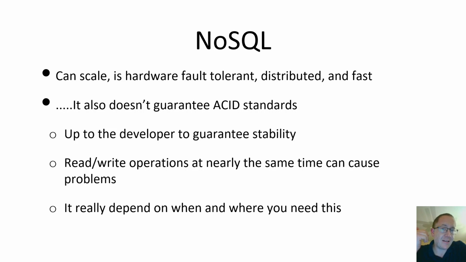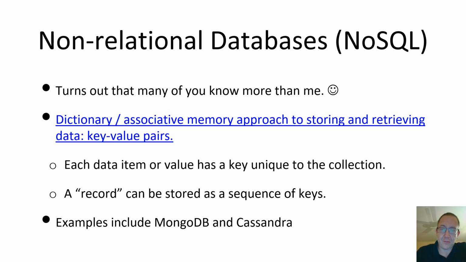It doesn't guarantee ACID standards. So the standards that you get for the SQL database are not necessarily there, or it's up to the developer to build it to guarantee that. So for Cassandra, for example, I think when you add or remove records from the database, if you do it in rapid succession and then try and access it, you will get random or inconsistent information back in those situations. Right? Things like that you would not get in a SQL database. You can get them in a NoSQL database.